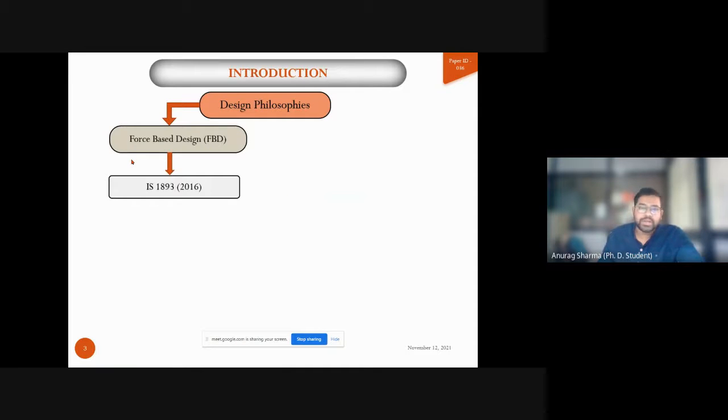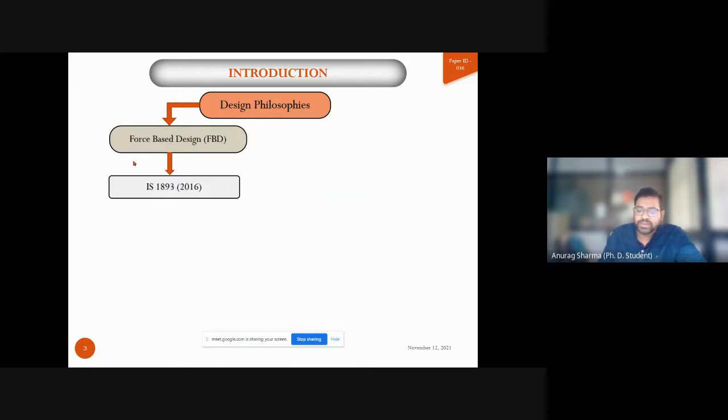As we all know, the contemporary design practices of structures consider the force-based design method for designing of structures. Most of the current national codes, such as standard number 2800 of Iran, Turkish seismic code 2007 of Turkey, and our own IS 1893, follow the force-based design method.